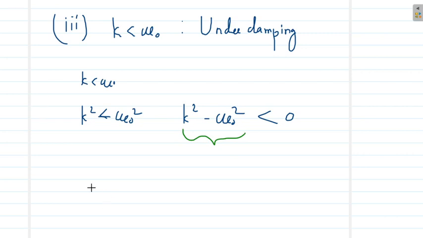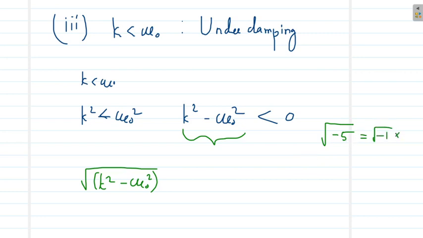And how do you take the square root of a negative quantity, root of K square minus omega 0 square? If this is a negative quantity, its square root will be imaginary. For example, square root of minus 5 is imaginary. In that case, you do it like square root of minus 1 into square root of 5, and you call this square root of minus 1 as iota or I into root 5. So this is how you take the square root of negative numbers. So here this is a negative quantity and you cannot find the square root directly.